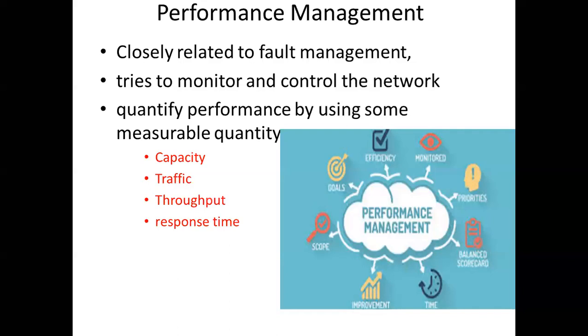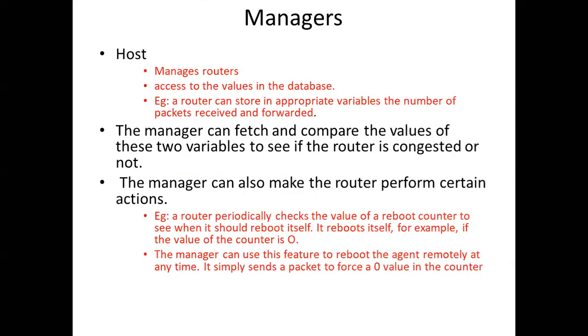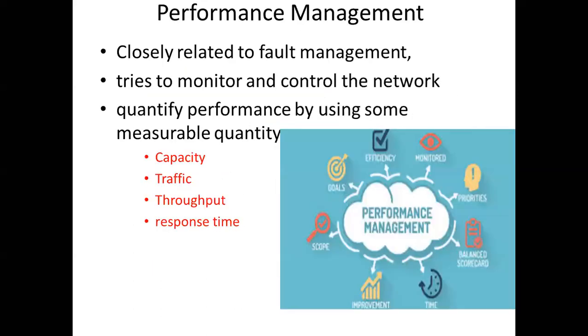Throughput means work done per unit of time. The number of packets that a network is able to transmit per unit of time is throughput. If the throughput is higher, performance is better. Similarly, the time required for a packet to go and for the response, that is the acknowledgement, to come back is called response time. Response time should also be less. Throughput should be high and response time should be less. With the help of all these factors, we are able to check the performance of a network. Okay, so we know what performance management is.